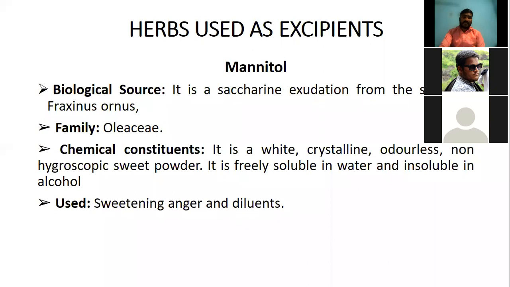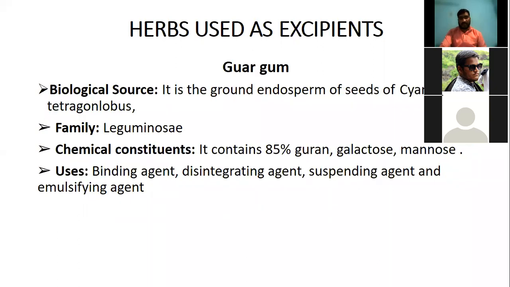Then see another example, which is guar gum. You know very well about guar gum; everyone has known about it. It is obtained from the ground endosperm of the seeds of Cyamopsis tetragonoloba. That is the botanical name, and it belongs to family Leguminosae. It contains chemical constituents such as 80% galactomannan, with galactose and mannose also there. See what the uses of guar gum are. We also use it as a food material in our daily life.